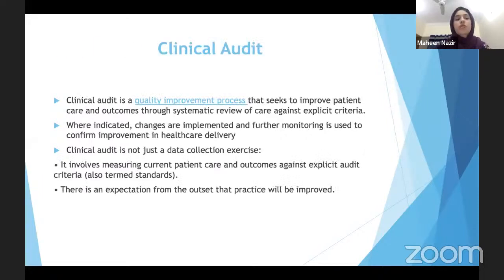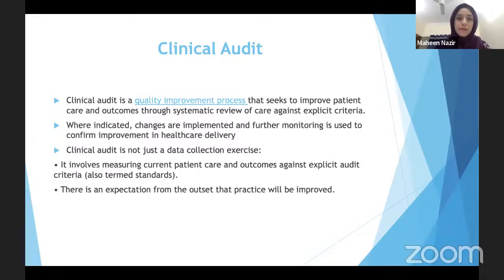So the textbook definition of a clinical audit is that it's a quality improvement process. It basically assesses whether the current clinical practice is in line with the clinical practice recommended by guidelines. Also, it's not just collecting data, it involves measuring the current patient care and outcomes against an explicit audit criteria. And these are your standards or your guidelines. Additionally, there is an expectation from the outset that outcomes will be improved after conducting the audit and carrying out the intervention.